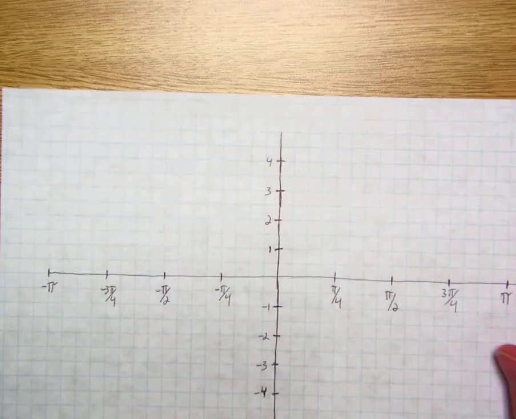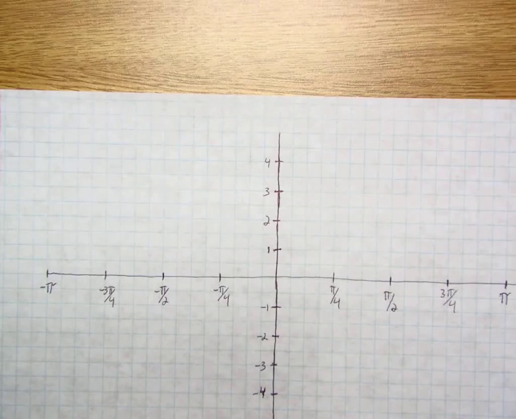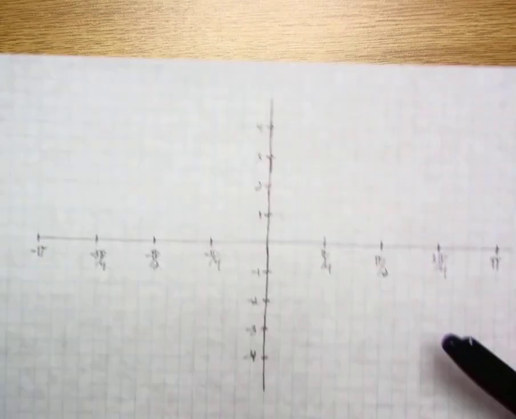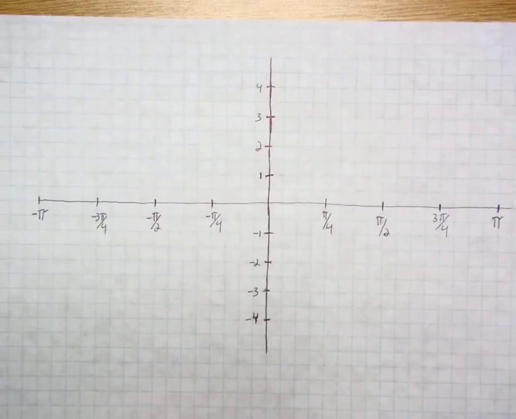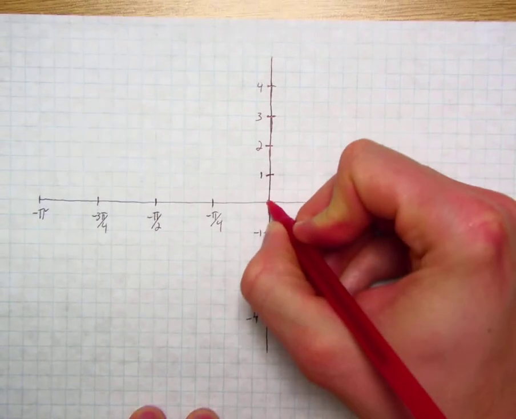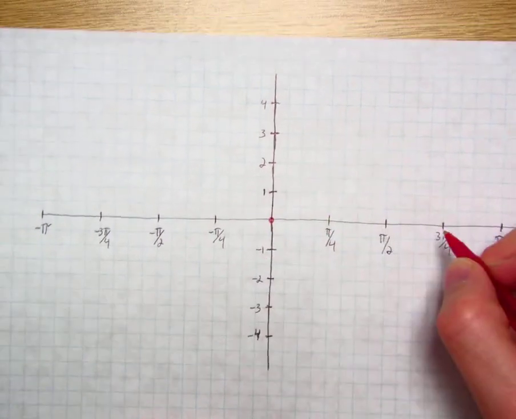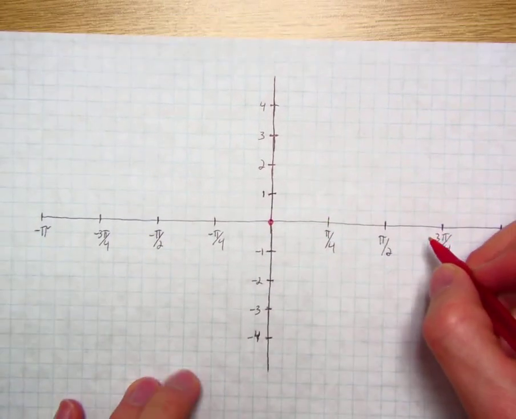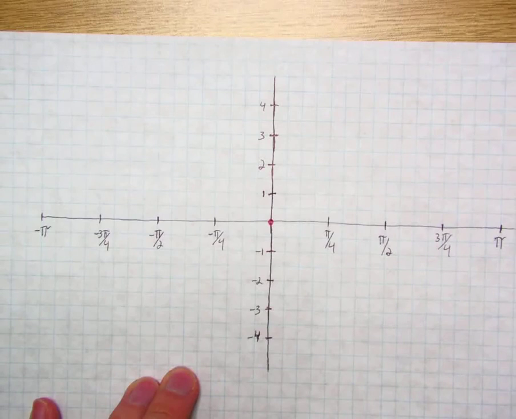All right, so here's my point. Or sorry, not my point. This is where we're going to graph the tangent function. And the tangent function, as we said, at 0 is 0. And then at 45 degrees, oh, I don't have degrees on here. Where's 45 degrees?